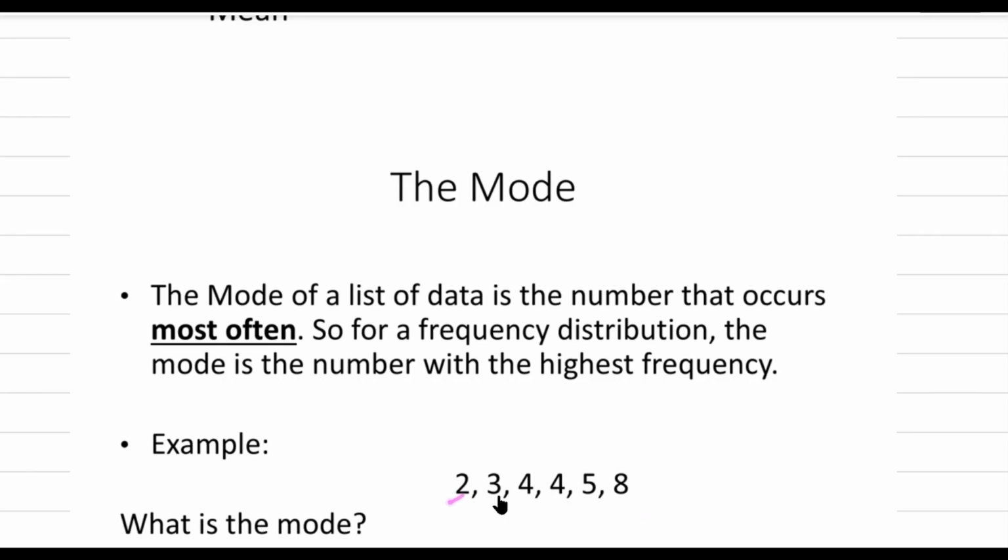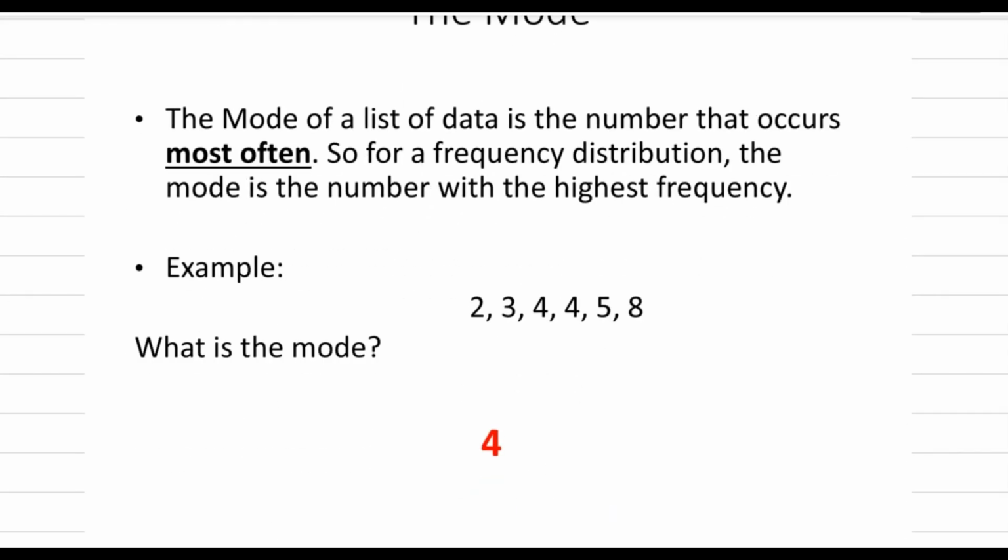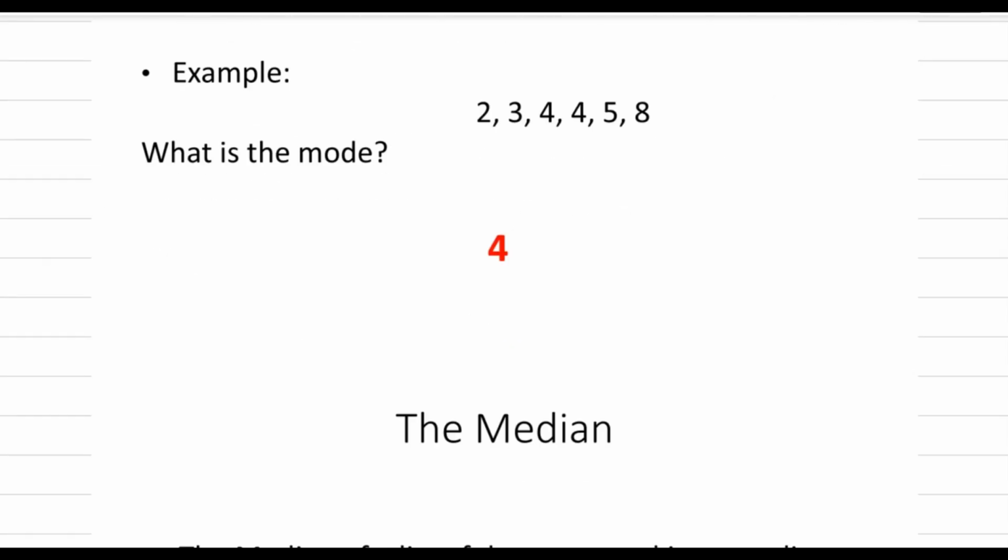You get two is repeated once, three is once, four twice, five once, eight. So the number that is repeated much more is called the mode. So you will find the answer here. What is the mode of this sequence? It's four. And what about median here?